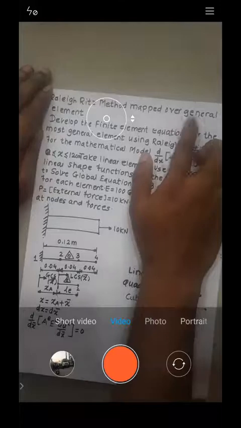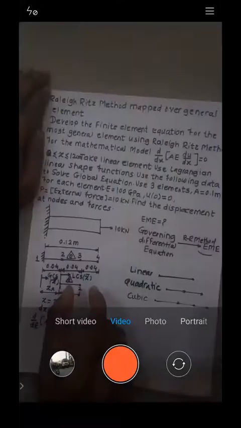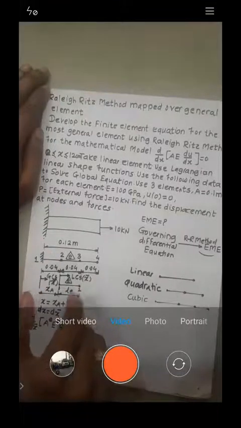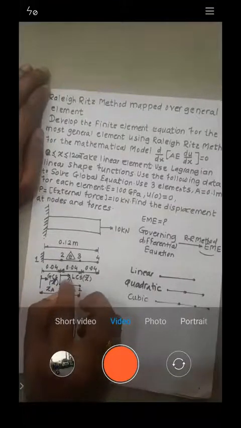See, so this is the use of the Rayleigh-Ritz method. See why it is called a general element: because you consider one of the elements which will represent all other elements, and for that particular element you have solved the governing differential equation, so that you got this element matrix equation, right? Now this element matrix equation is the same for all the elements. Then you apply this for element number 1, 2, 3.